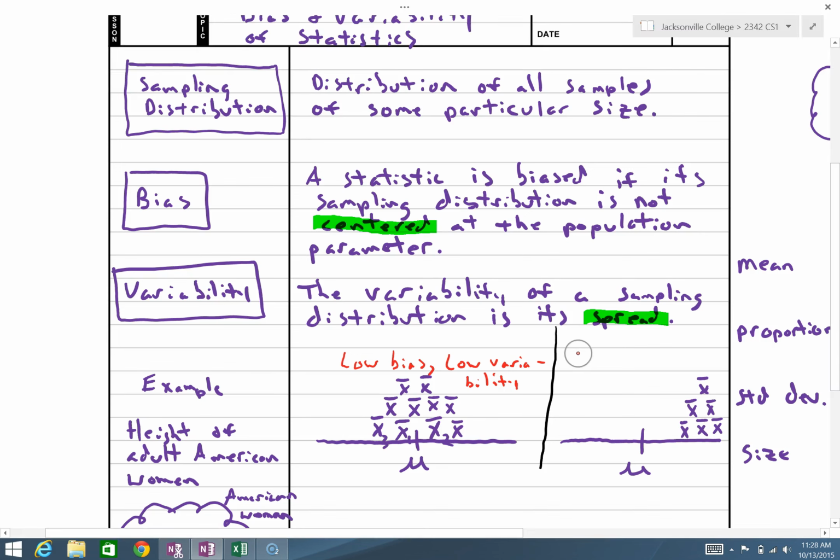Well, this situation is high bias, not high because it's above, but high because it was improperly centered. Remember, bias deals with center. And here's our sampling distribution. It's centered here. It's not centered where we want to be. It's high bias, but it is low variability. That is, it's not spread out very much. Like this one, there's not much spread, but it's not centered where it's supposed to be.